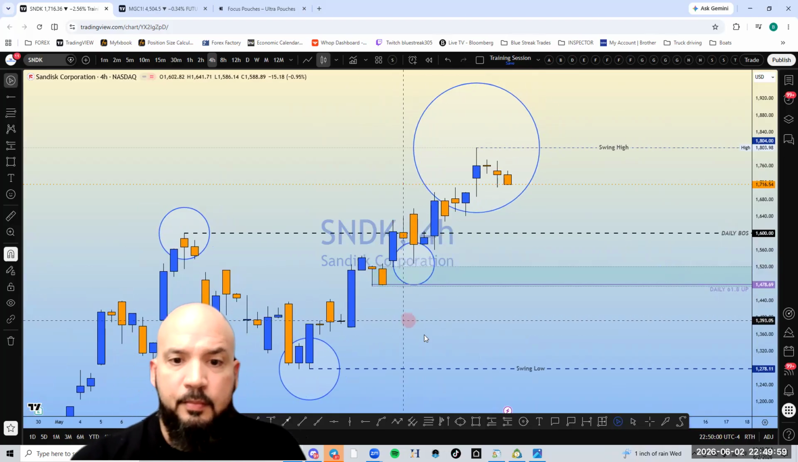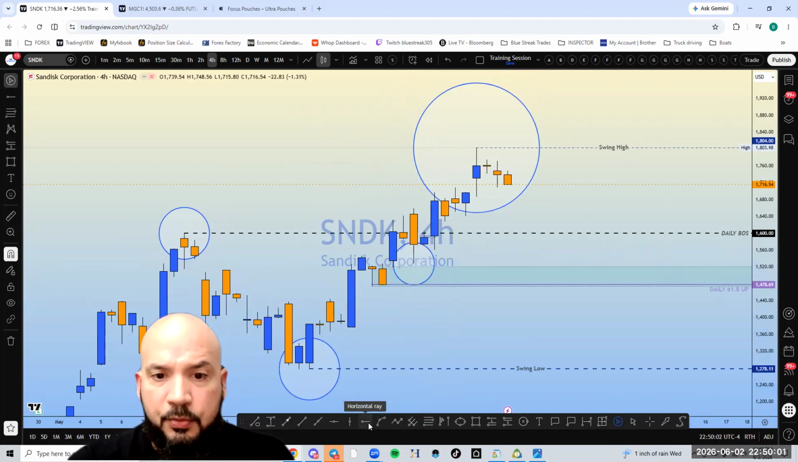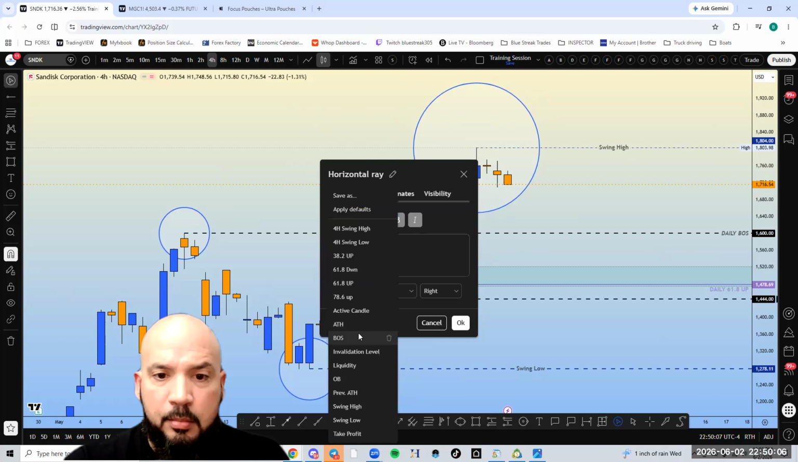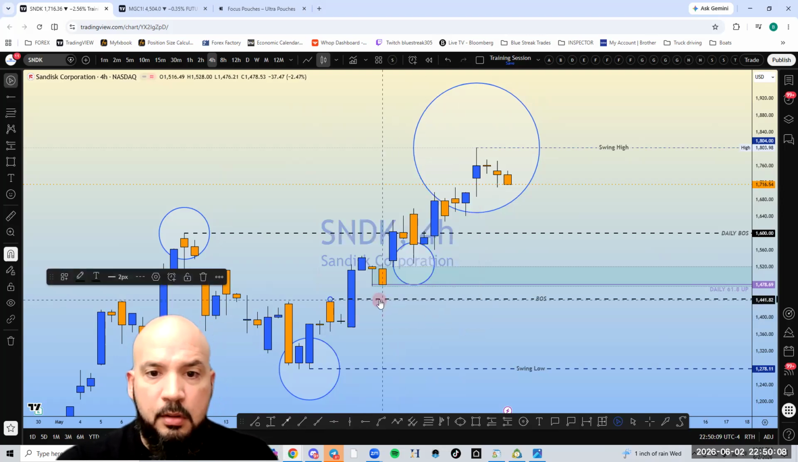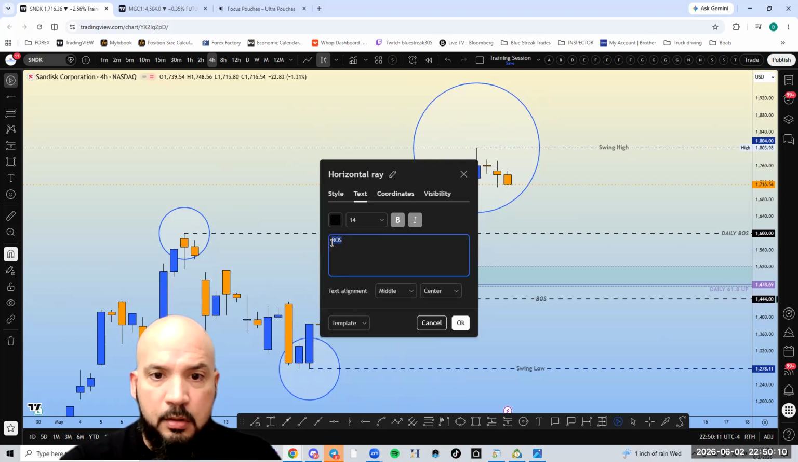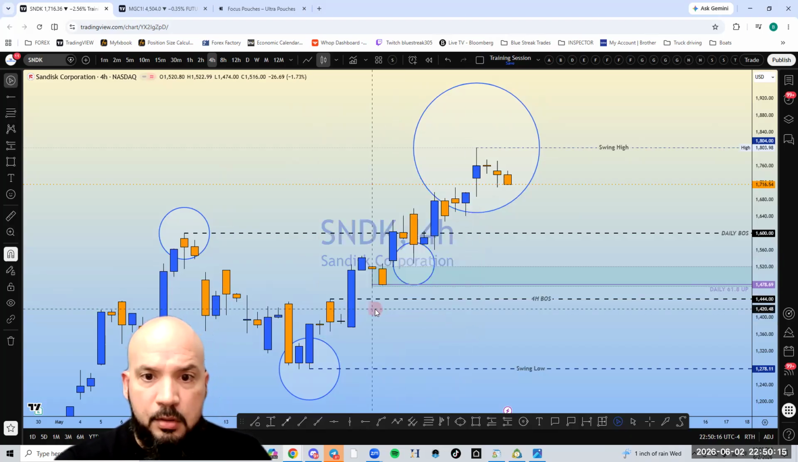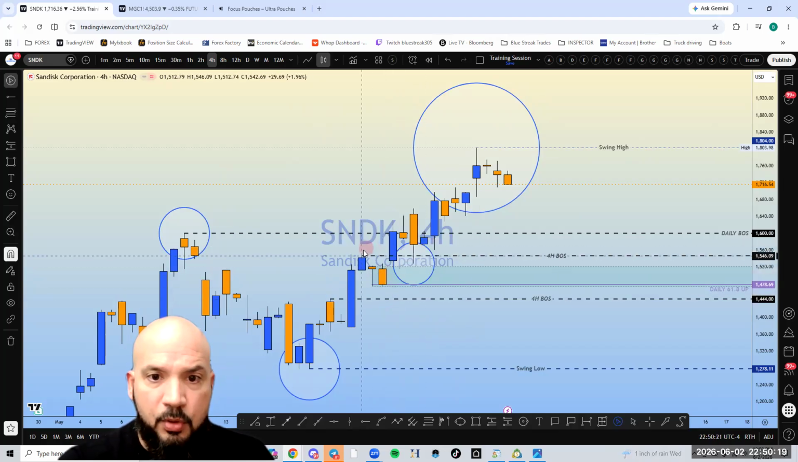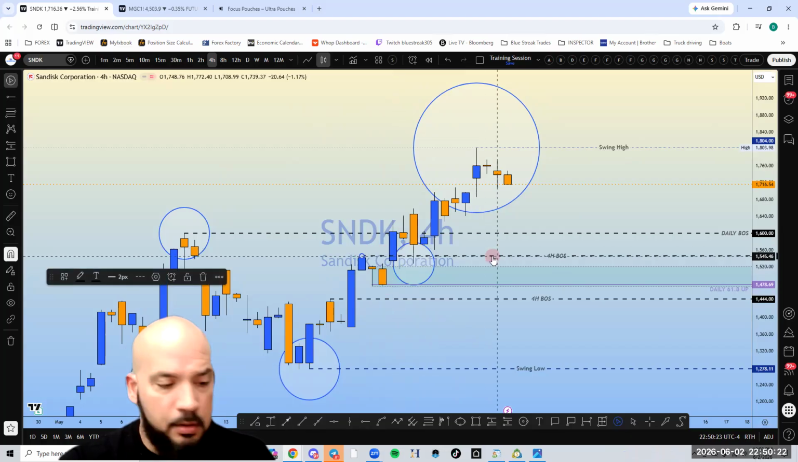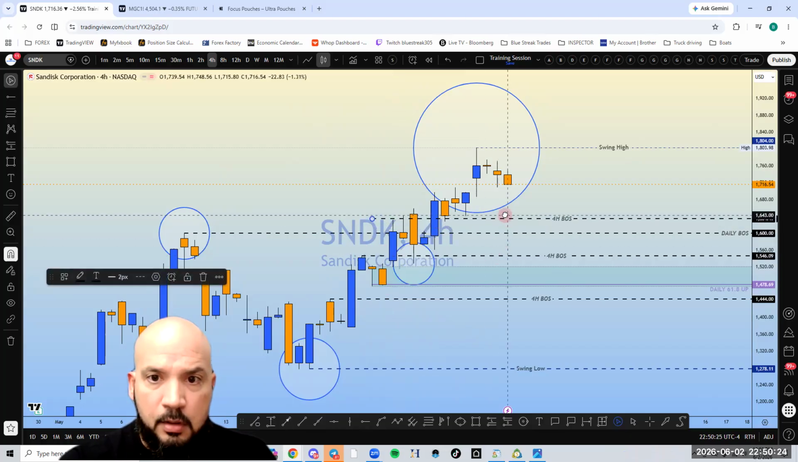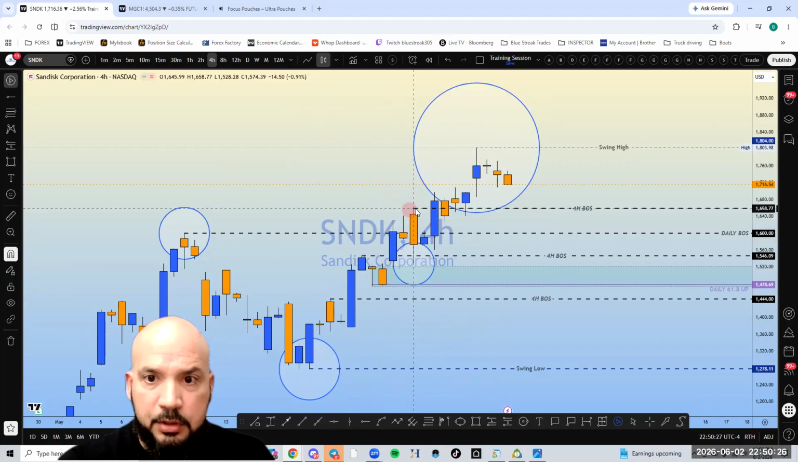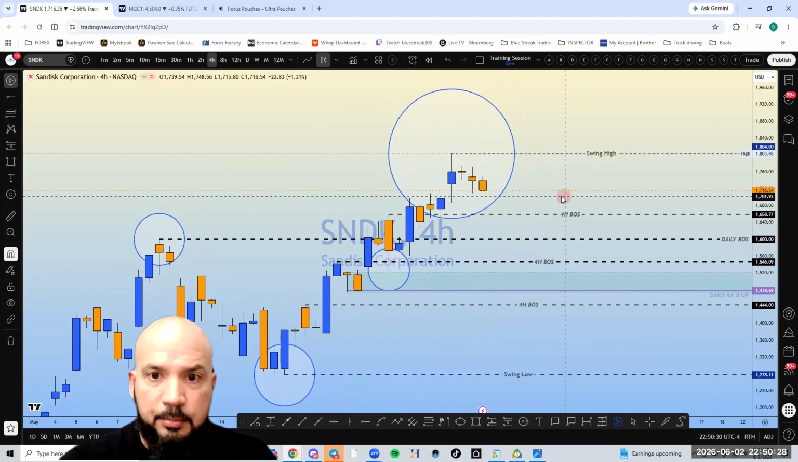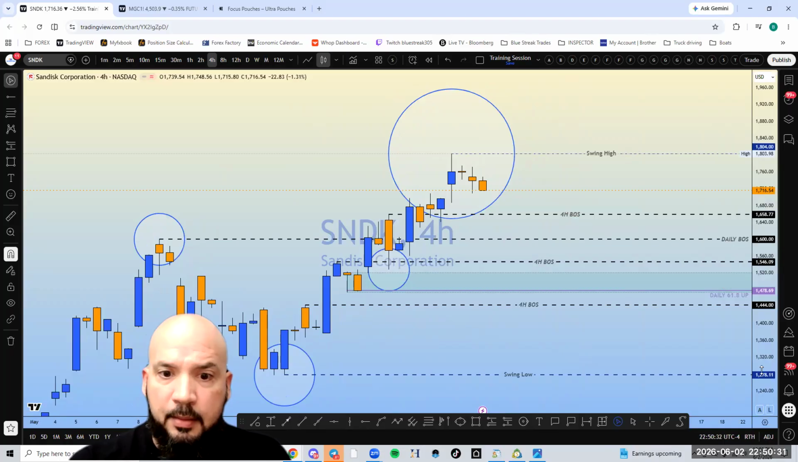All right. So on the 4-hour time frame, we've got a break of structure. All right, this is the 4-hour break of structure. We've got a 4-hour break of structure. You just want to label that out.